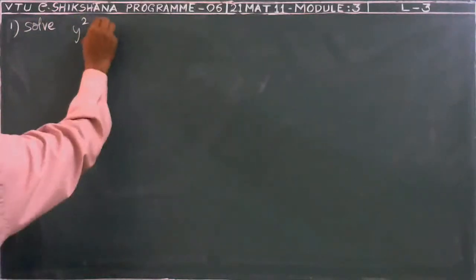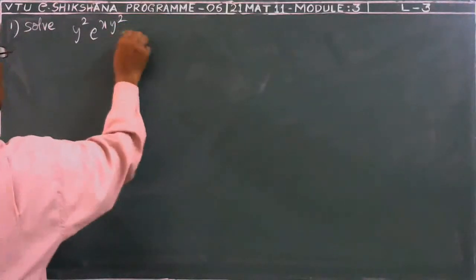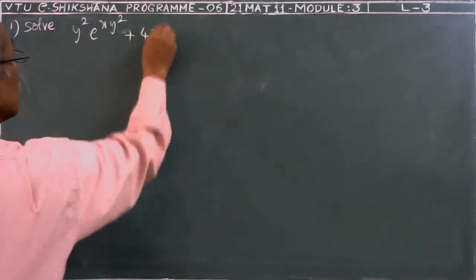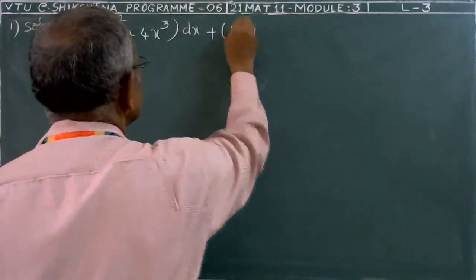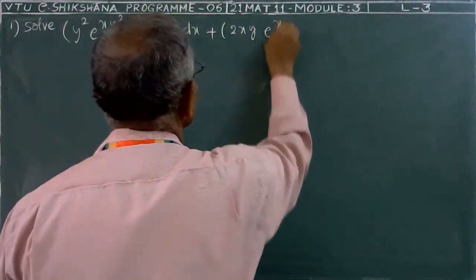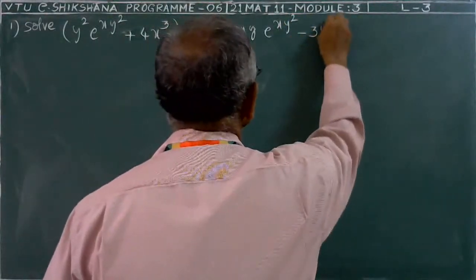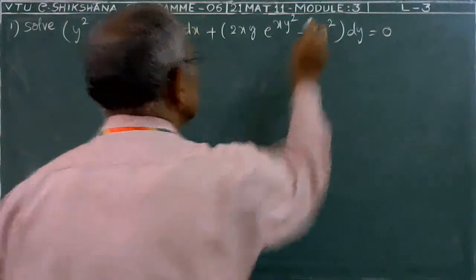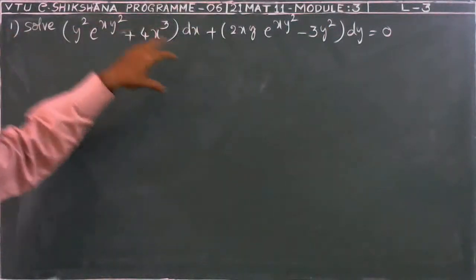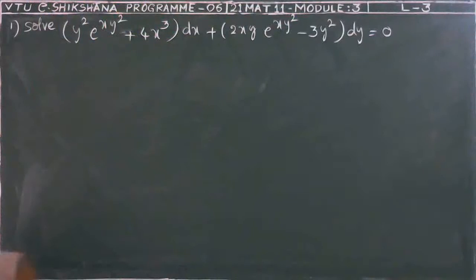Solve y square into e power x y square plus 4 x cube dx plus 2 x y e power x y square minus 3 y square dy equal to 0. So as you see this, this is exactly of the form M dx plus N dy equal to 0, where M is this and N is this.